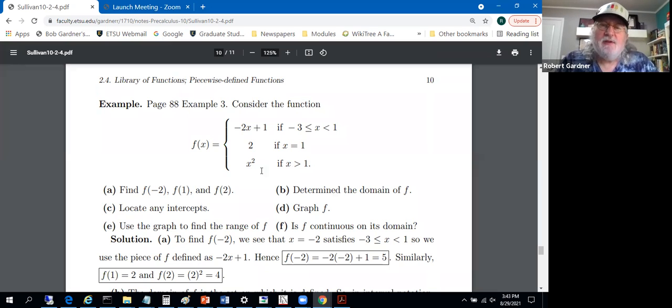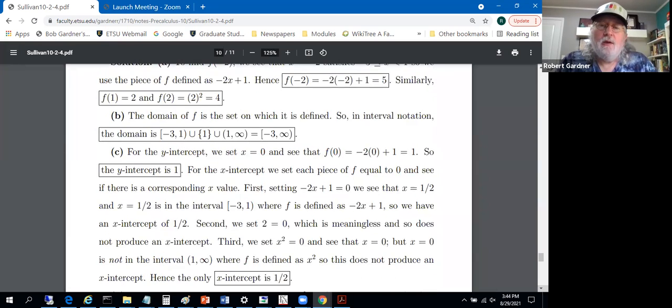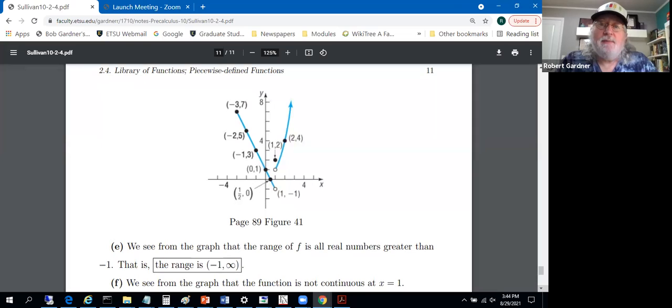Alternatively, you might think of it as, well, we'll graph this line and then erase all of it except for the part that corresponds to these x values. We'll graph this x squared function and erase all of it except for the part that corresponds to x greater than 1. Ultimately, it's the same thing.